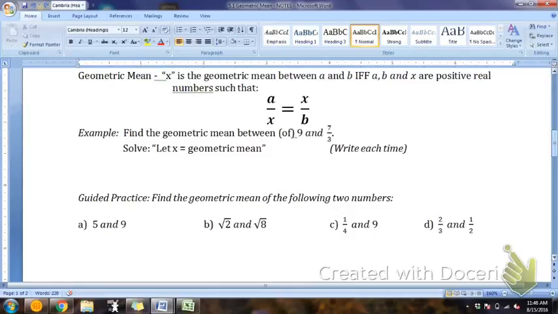So, geometric mean says x is the geometric mean, the number that is between a and b, if a, b, and x are positive numbers. This formula right here that says a over x equals x over b, you're going to need to know this. Okay? So put a box around that. Find the geometric mean between 9 and 7 over 3. So 9 and 7 over 3 are going to be my a value and my b value. So this is my a and this is my b.